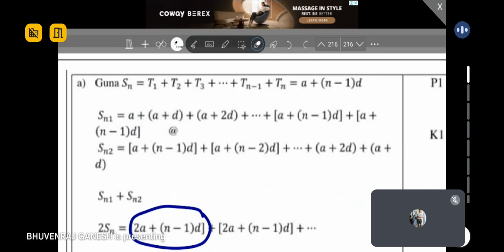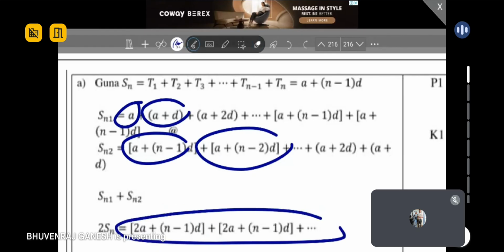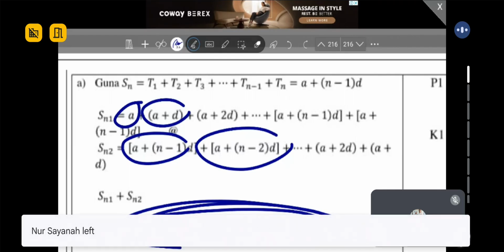You try A plus D plus with this one. What do you all get? Kalau kamu tambah dua ni, kamu akan dapat yang ni juga. Am I right? You will get the same thing. So guys, bila kamu nampak yang ni berulang, when you see this thing repeating until infinity, berulang sampai bila-bila, how can you modify this? Siapa boleh bagi tahu saya? Macam mana saya boleh modify bahagian yang ni?